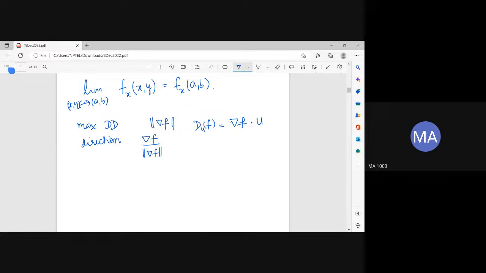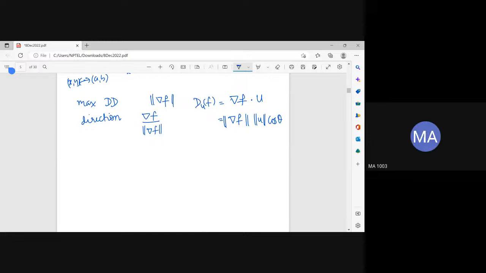A dot B is norm A, norm B into cos theta, the angle between them, right? Yes, ma'am. So when is this the maximum? The norms are non-negative fixed values, so it's going to be maximum based on theta. Cos theta maximum can be 1, and minimum can be minus 1. So the minimum is when cos theta is minus 1.